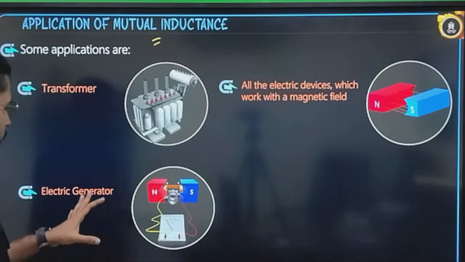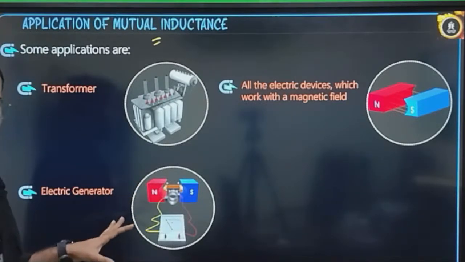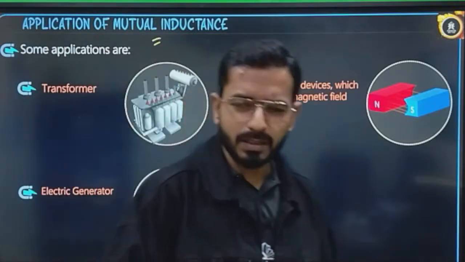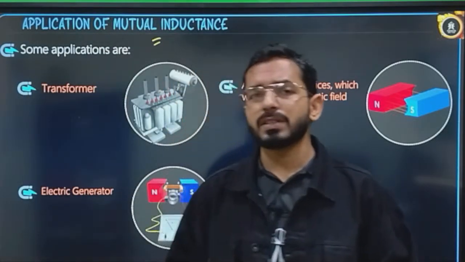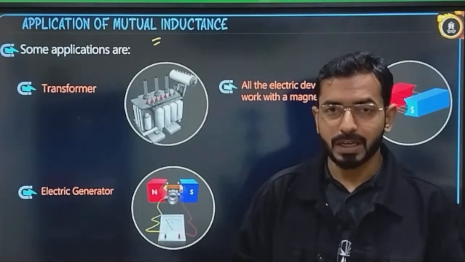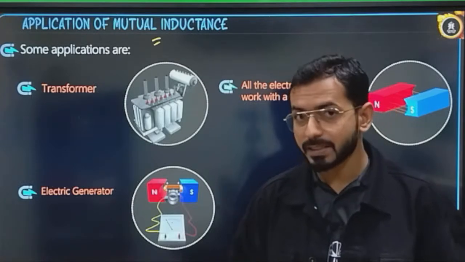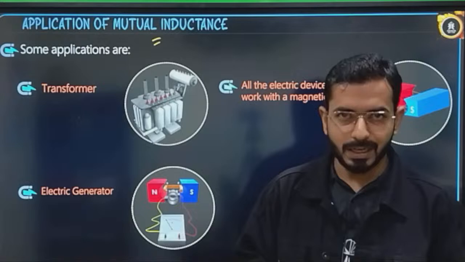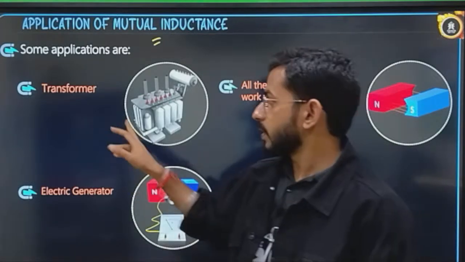The major application that we are going to study is the electric generator, the AC generator, which is also a concept of inductance. In this chapter only we are going to discuss how this AC generator works. Alternating current is the next chapter, but the generation of that current is what we are going to understand here.